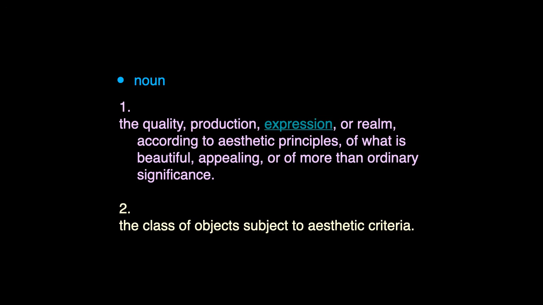Number 2 in the definition, the class of objects subject to aesthetic criteria. You can see that has nothing really to do with the object itself, but with the person experiencing the object. Once again, it's the spectator and not life that art really mirrors. Nearly everything can be held up for consideration as art. That isn't to say that everything is equally good art, and we'll discuss that later.